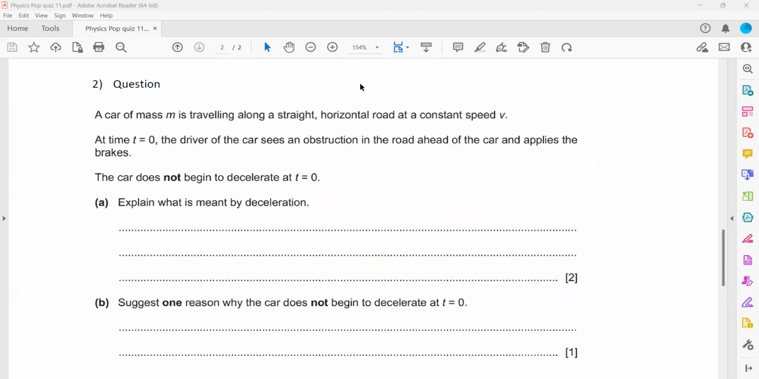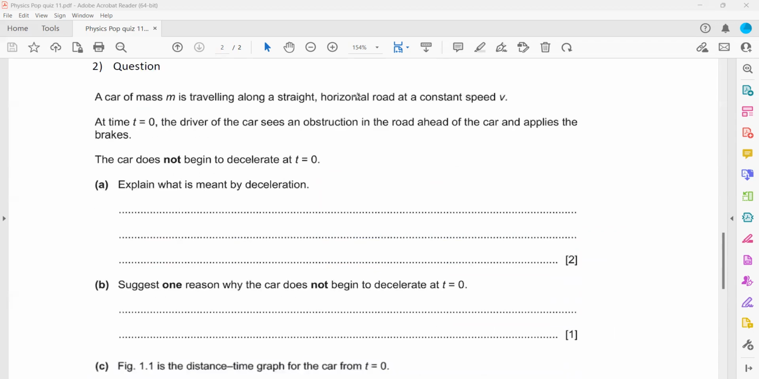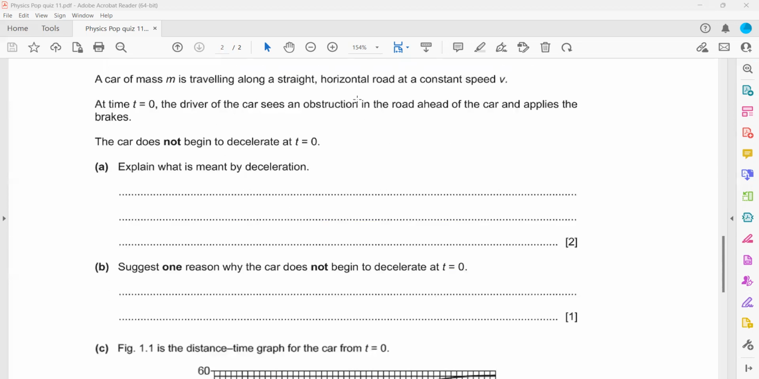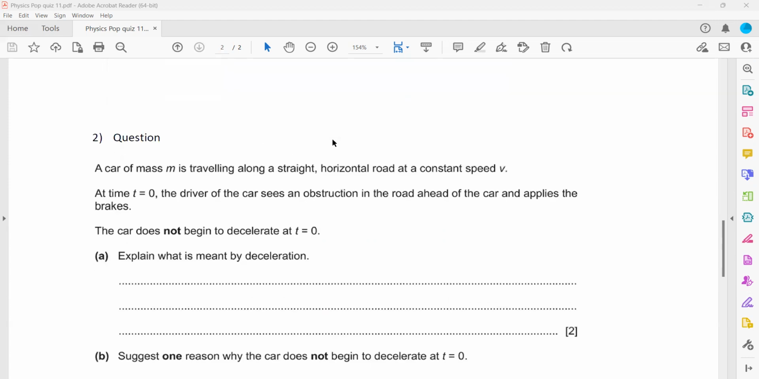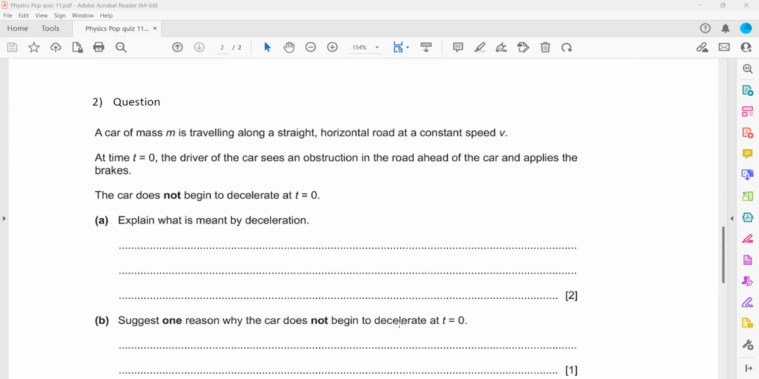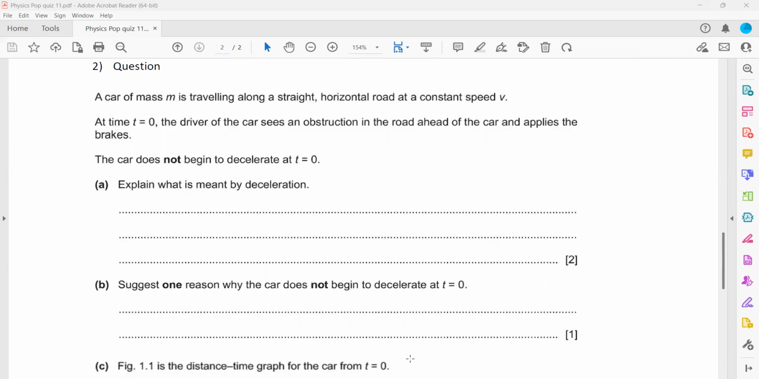The next one is: a car of mass m is traveling along a straight horizontal road with a velocity v at time t equals 0. The driver of the car sees an obstruction on the road ahead of the car and applies a brake. The car does not begin to decelerate. What is meant by the deceleration?